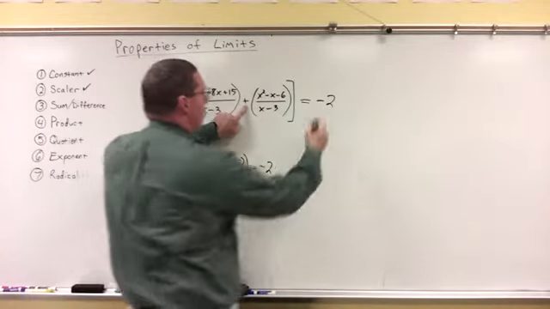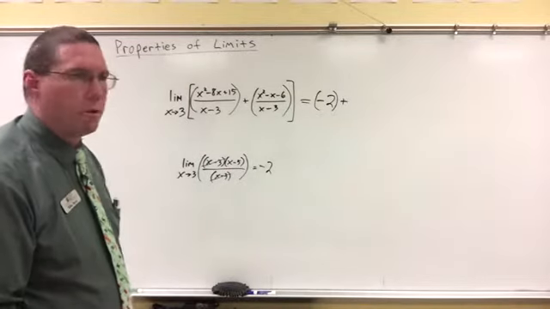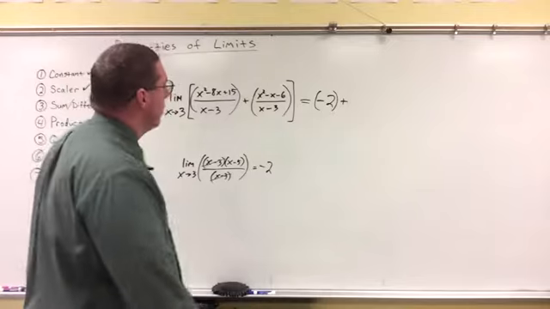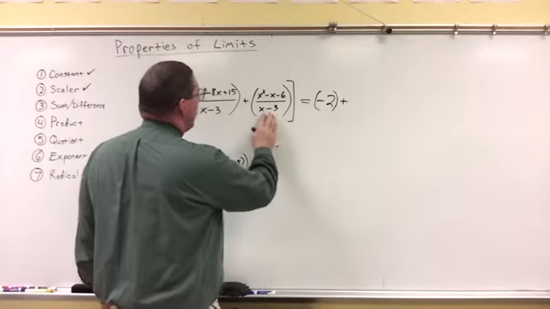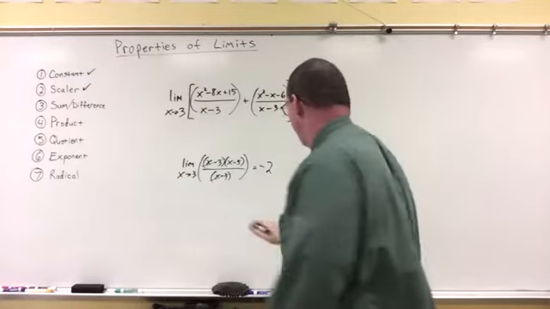Then we're going to put a plus, and I'll put this in parentheses because it's a negative number. I like to put negative numbers in parentheses. It helps remind me that I'm supposed to do something with the negative sign. So now let's do the limit of this one right here.